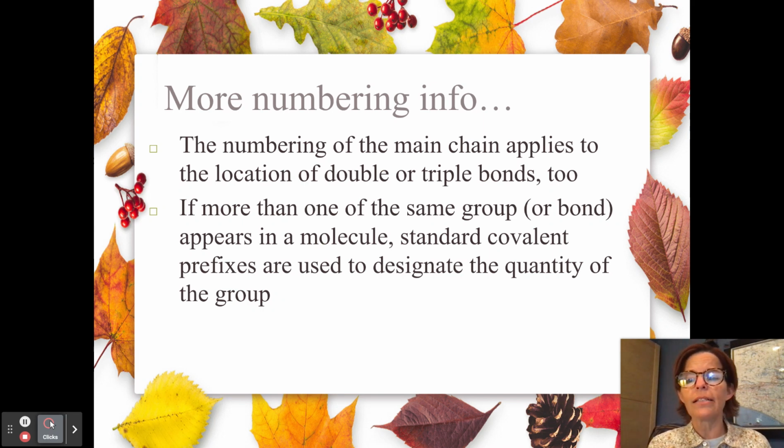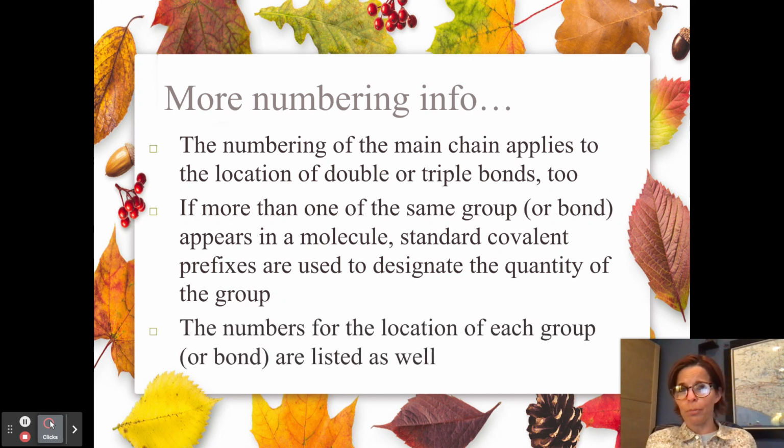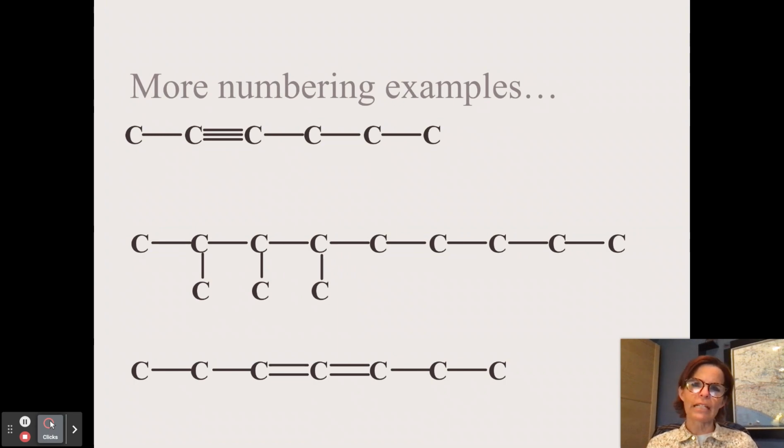If I tell you that it's an octyne, you know there's a triple bond, but where is the triple bond? So you have to give us a number of where that triple bond is. And what if there's more than one triple bond? You have to tell me where all of them are located. So that's what we're going to use the numbering system for again. And we're going to have a prefix that says how many triple bonds there are. So the numbers for the location of each group or bond are listed as well. Let's give you some examples.